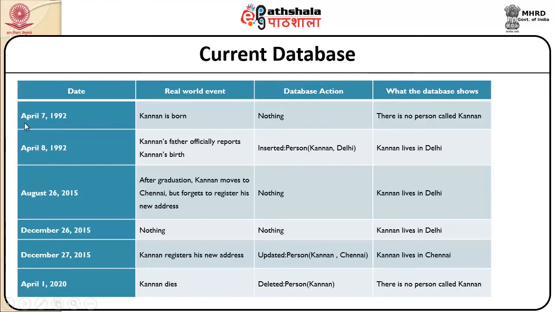So let us take for example the valid time for Kannan's birth is April 7, 1992. If you ask me to update the valid time of Kannan's graduation, then it would be 26th August 2015 when Kannan graduated. On the same day, if Kannan has shifted himself to Chennai, then the valid time for the Chennai address would be 26th August 2015, and the end time for the Delhi address would be 25th August 2015. And when I check for when he is no more, then it would say 1st April 2010.